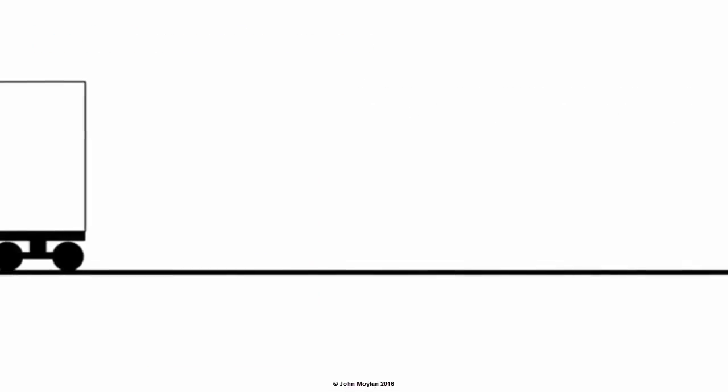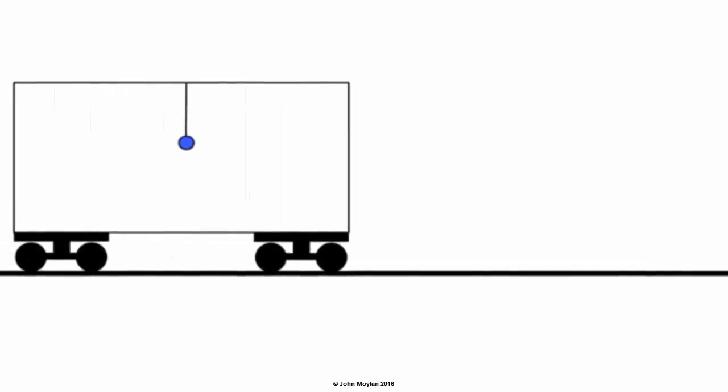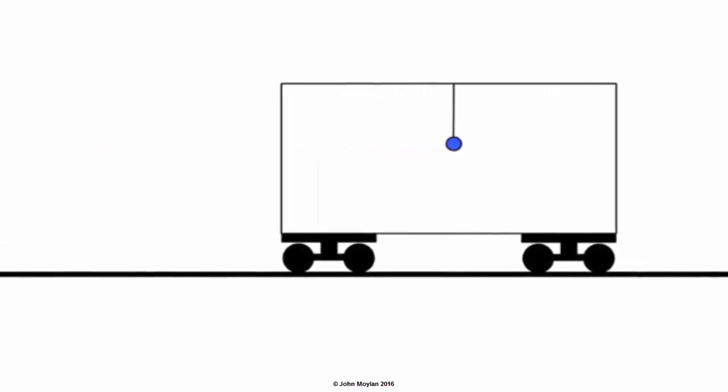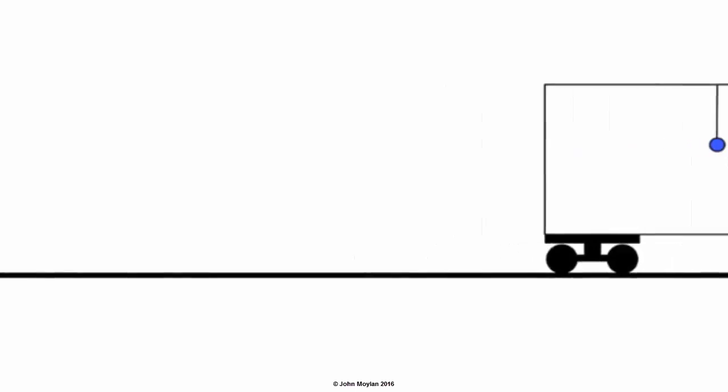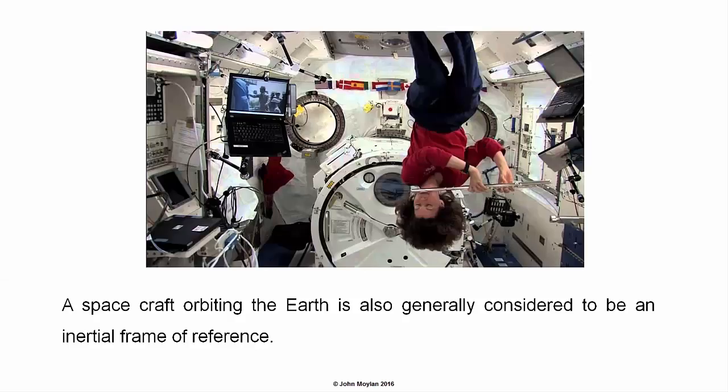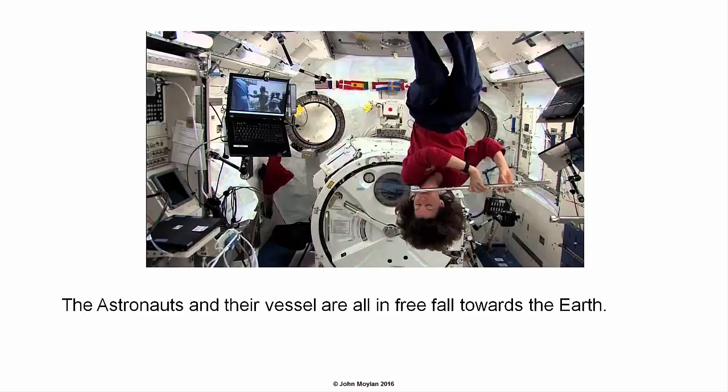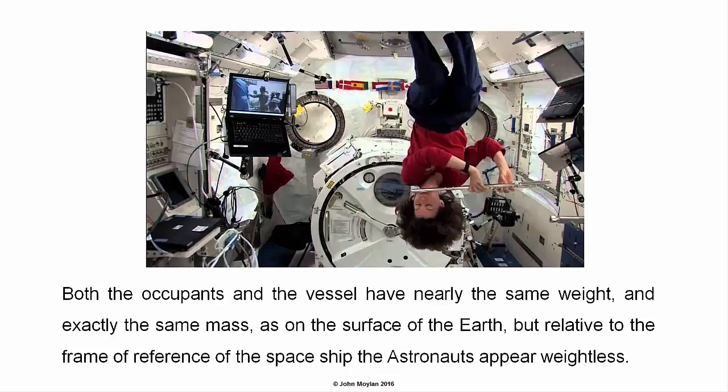Likewise, a train carriage moving with constant velocity along a perfectly straight and level track is considered to be an inertial frame of reference in terms of the surface of the Earth. A spacecraft orbiting the Earth is also generally considered to be an inertial frame of reference. The astronauts and their vessel are all in free fall towards the Earth. Both the occupants and the vessel have nearly the same weight and exactly the same mass as they do on the surface of the Earth.